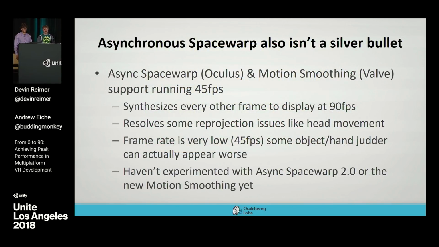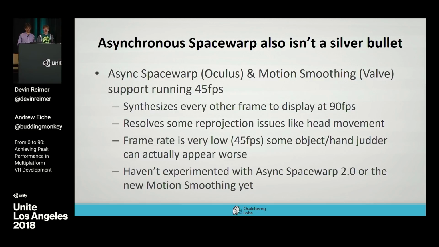We also mentioned asynchronous space warp that deals with positional head, trying to get that factored into the synthetic creation of a new frame. So asynchronous space warp on Oculus and motion smoothing for Valve support running 45 frames a second. So this, like on PlayStation VR, ends up synthesizing every other frame, but in this case gets up to 90. So this ends up resolving some reprojection issues like head movement.